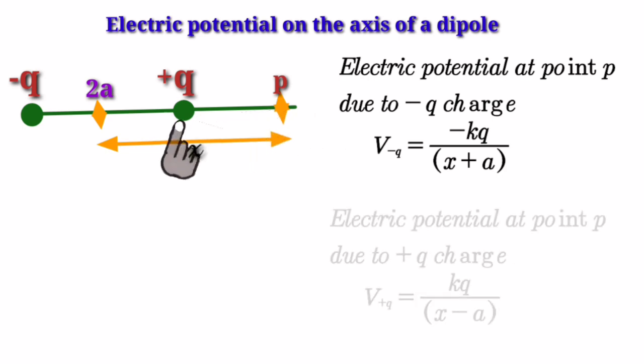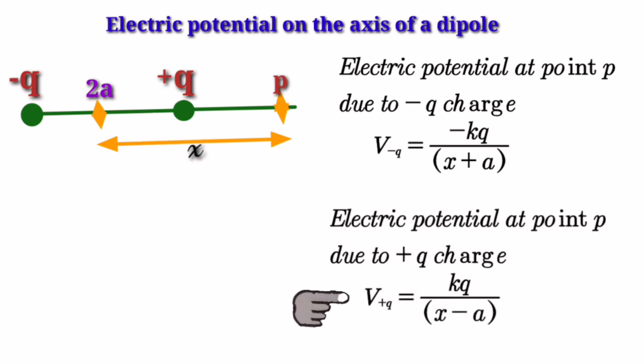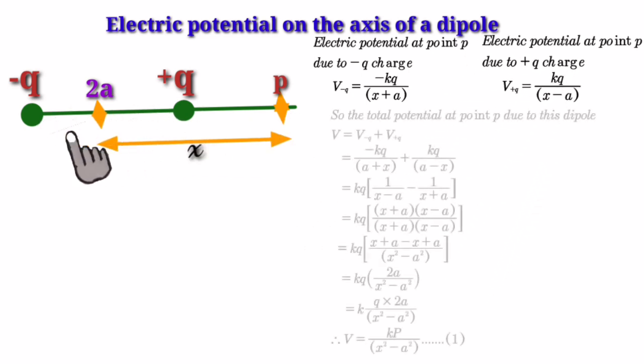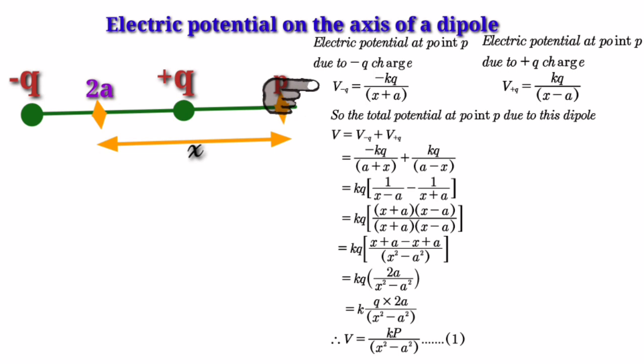Similarly, potential at point P due to the charge +q is V(+q) = kq divided by (x - a), where x - a is the distance between the +q charge and the point of observation P. So, the total potential at point P due to this dipole is simply the algebraic sum of V(-q) and V(+q), because potential is a scalar quantity. Therefore, total potential V = V(-q) + V(+q).